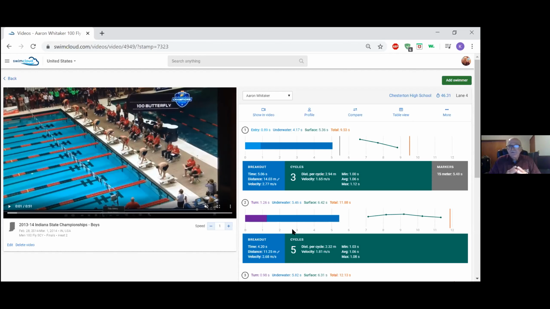We do a lot of videotaping underwater. So many kids, especially on butterfly, have a tendency to drop their elbows on the latter part of the race. So videotaping, getting them to see and getting them to feel, keeping those elbows in a nice high position, I think is really important.